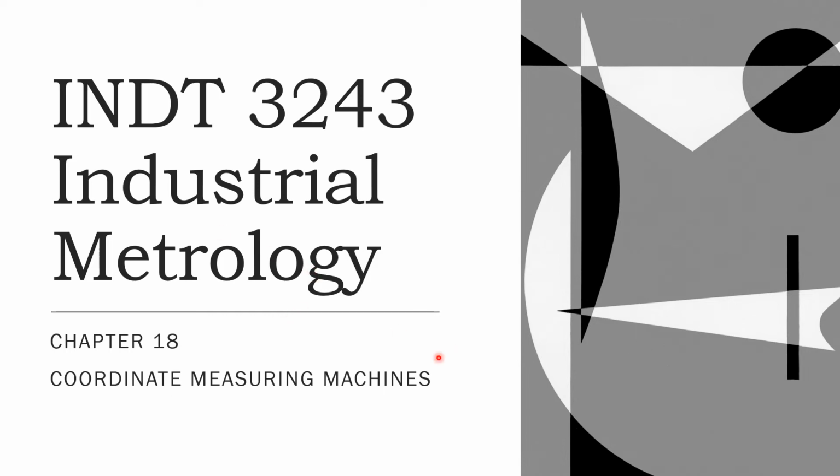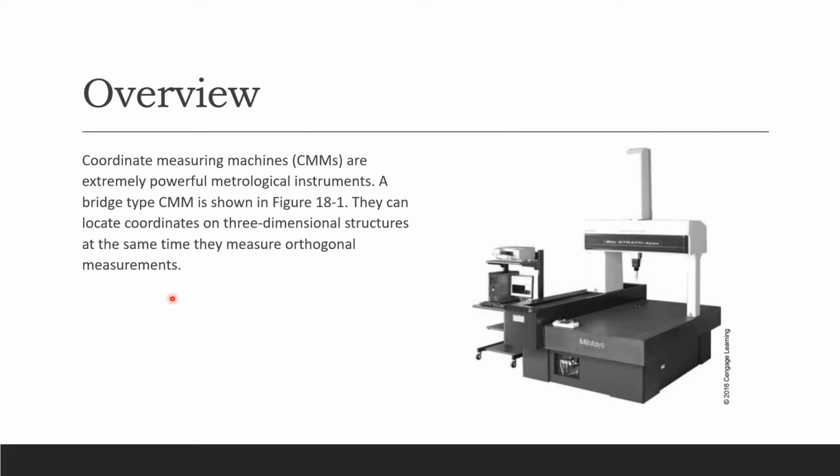Okay, so this is our chapter 18, and we'll get into coordinate measuring machines. So coordinate measuring machines, so we're getting into coordinates. So you have to understand your X, Y, and Z axis, okay? And we also call them CMM. So that's coordinate measuring machine.